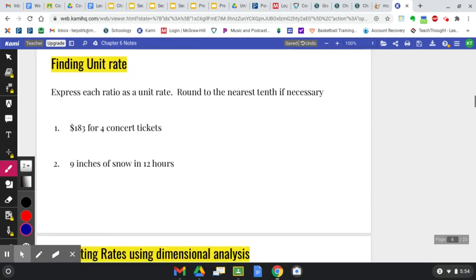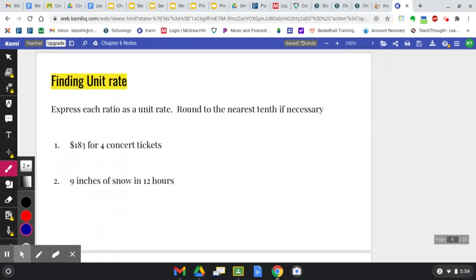All right, so express each ratio as a unit rate, round to the nearest tenth if necessary. So we want to find the unit rate. It gives us a price for 4 tickets. We want to find the cost per ticket, right? 2 different units. So divide that out. That'll give us our unit rate. And we want here inches per hour.